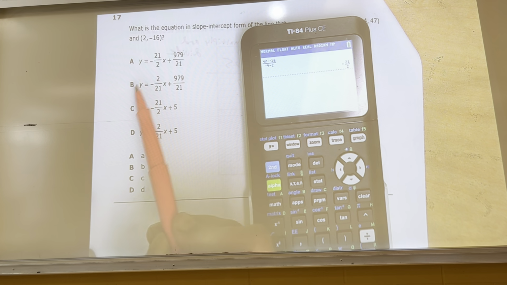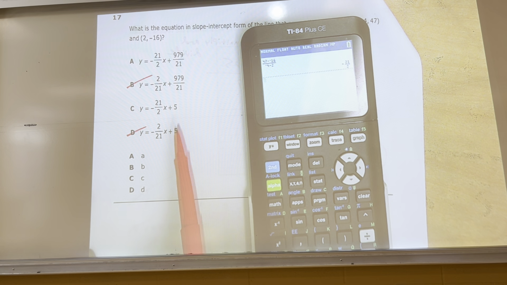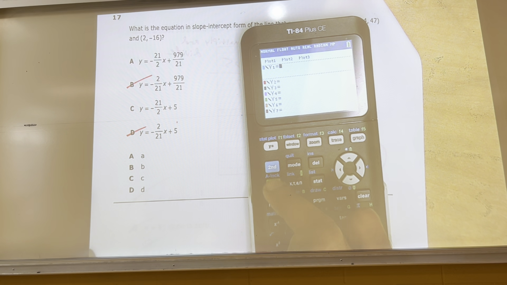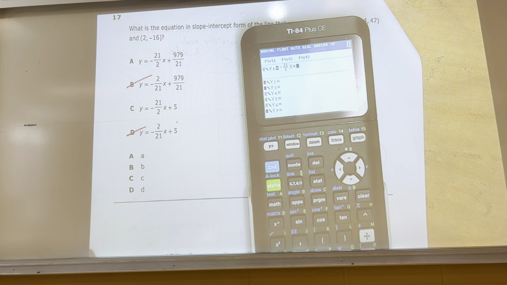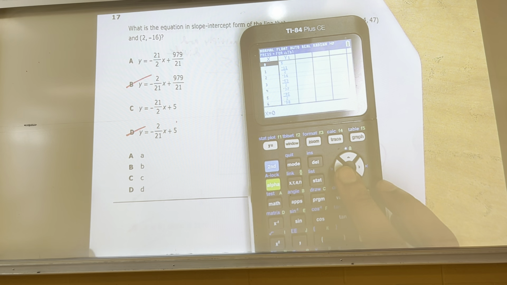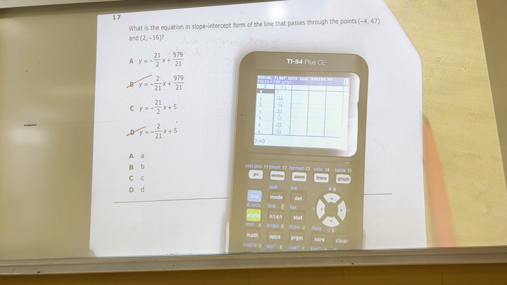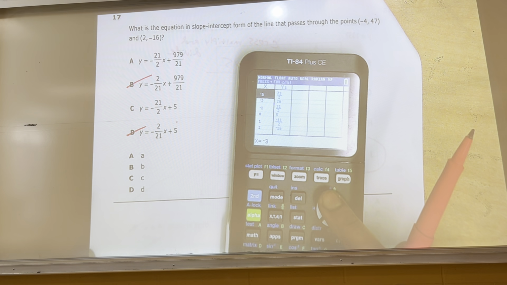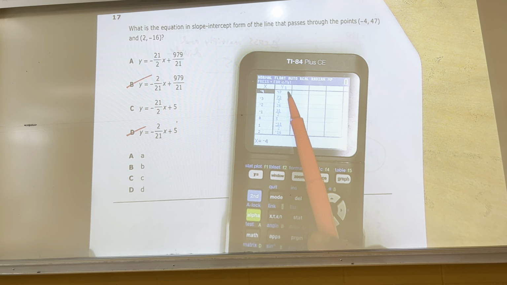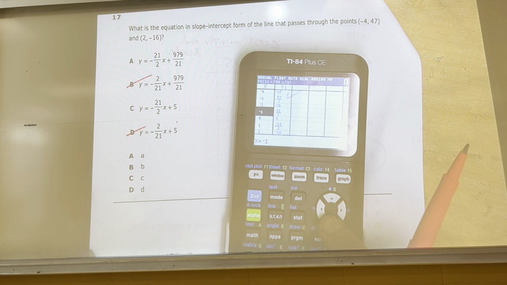Okay, -21 over 2. This is gone. This is gone. Now, is it this or this? Well, I'm going to try this one on my calculator first because it's easier to type in. And also it's the answer, so that's the other reason. So, negative 21 over 2x plus 5. Going to the table again, what point am I looking for? I'm looking for both of those. Okay, so -4, 47. Check. Yeah, I remember calculator. And then 2, 16. Check. Yep, that's the answer.